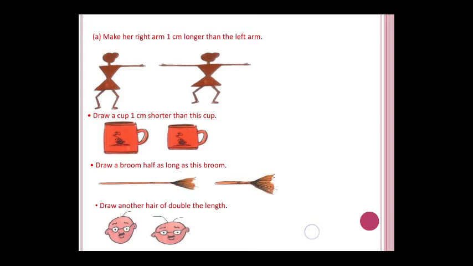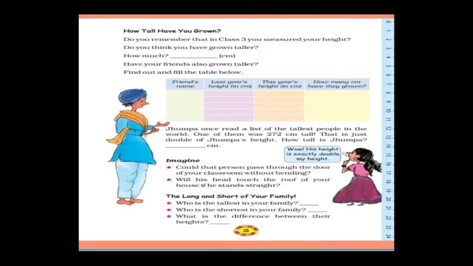Next, draw a cup 1 centimeter shorter than this cup. See, in the first picture that is the longest cup, so you have to make it 1 centimeter shorter. That is the small cup you have to draw. And draw a broom half as long as this broom. See, in the first picture it is the longest broom, and you have to make it half. Make it half means you have to draw a small broom. See what you are doing here? You are doing what Birbal did, no? That is what you are doing here.